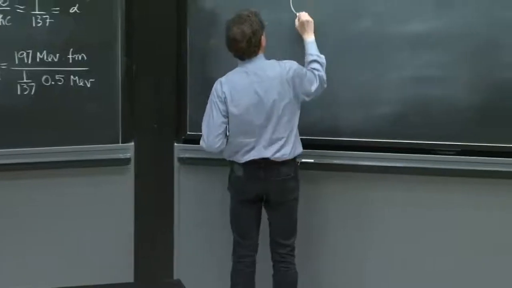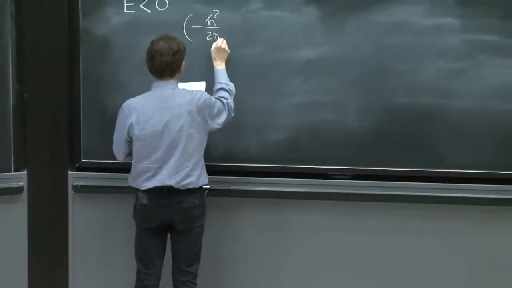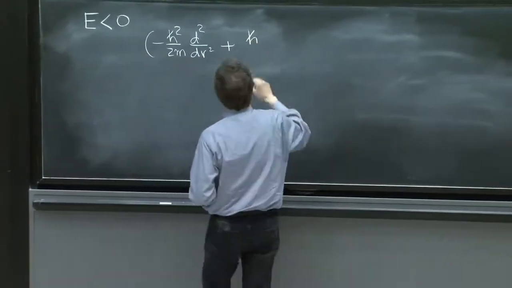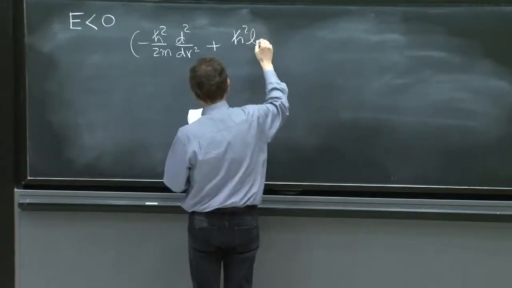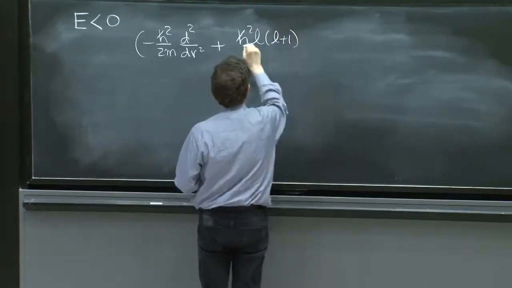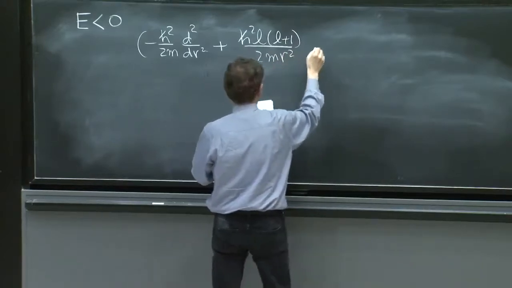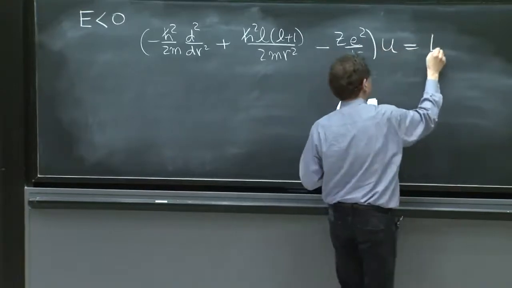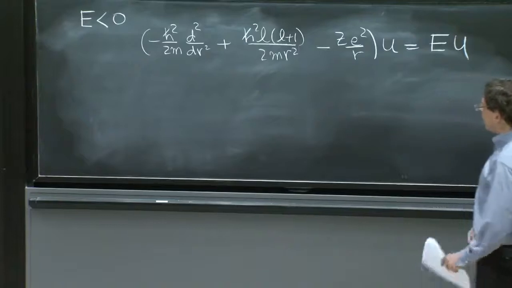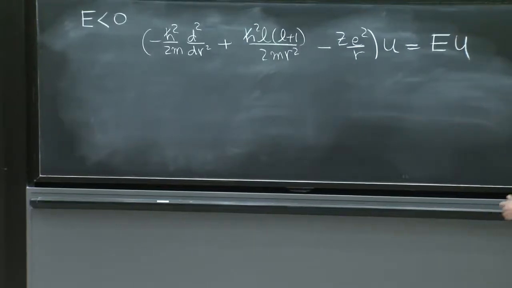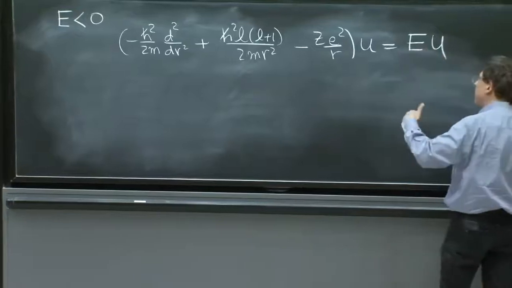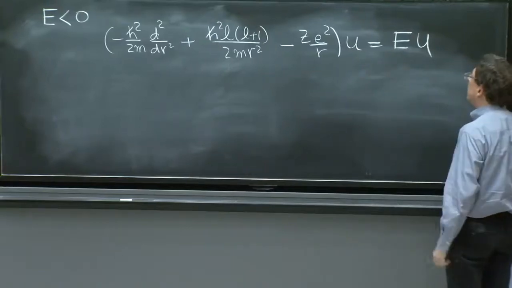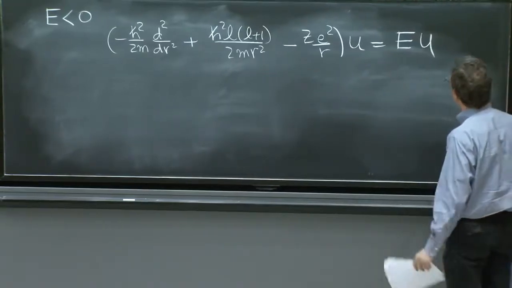Our equation is minus h-bar squared over 2m, the second derivative d^2/dr^2, the radial equation, plus h-bar squared L times (L plus 1) over 2mr squared minus Z e squared over r, acting on u, is equal to E u. So this is the radial equation. Remember, it was like a Schrodinger equation for a variable u, and the wave function was u over r times a Y_lm, a spherical harmonic.